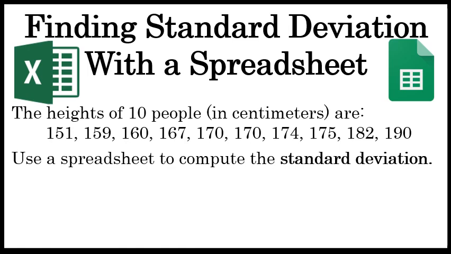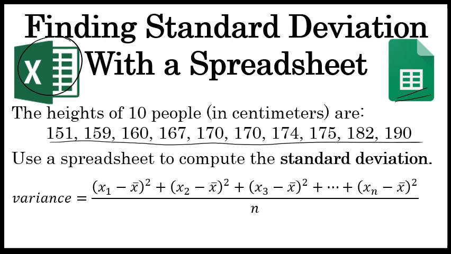I'm going to describe this using a Microsoft Excel spreadsheet, but everything described in this video could also be done using Google Sheets or really virtually any other modern spreadsheet program. The problem we'll look at deals with the heights of 10 people. In centimeters, we're given the heights of 10 people, and what we'll do is use a spreadsheet to compute the standard deviation. To find standard deviation, we'll use two formulas.